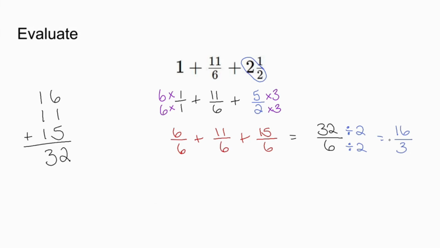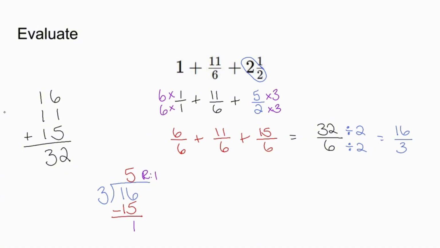Now what I have to do is turn that into a mixed number. So we're going to use long division to find out how many times 3 goes into 16. Well, I know 3 goes into 15 5 times. 5 times 3 is 15. So when we subtract them, I'm going to get 16 minus 15, which is 1. With no more numbers to drop down, 1 becomes my remainder.